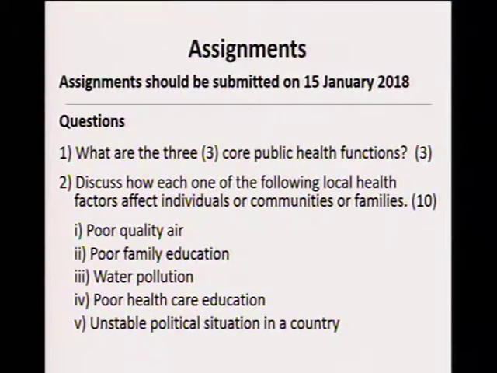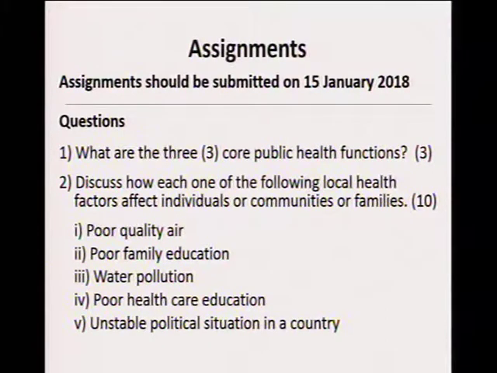So here, as I go through, you should also look at the marks that are allocated to each question. Here you are asked to mention 3 core public health functions. So what are the 3 core public health functions? You should write that, and it's weighing 3 marks.